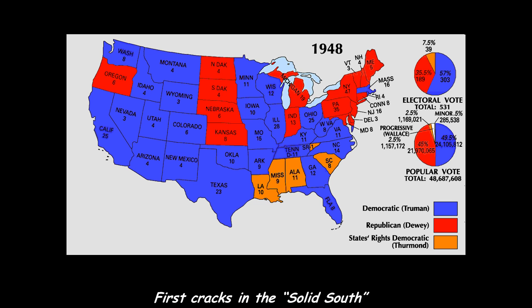So this is our 1948 electoral map. And you'll notice these yellow states down here. Those are the states that went for that States' Rights Democratic Party, that 1948 Dixiecrat Party. This is the first time that any of those states have voted anything except Democrat since Reconstruction. So that's a pretty big deal. And we're starting to see that Democrat coalition kind of shivering a little bit here.